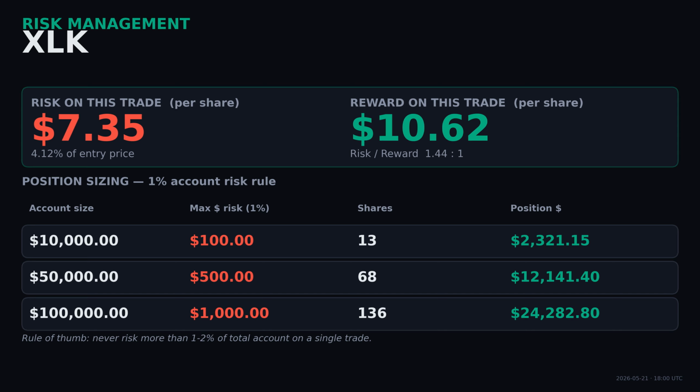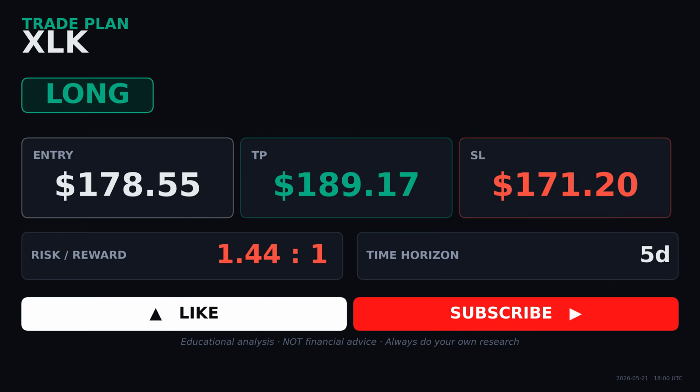Okay, so here's the actual trade plan, all in one place. Bias is long. We'd look to enter near 178.55 buys. TP, that's the take profit, sits at 189.17. SL, the stop loss, sits at $171.20. That gives us a risk to reward of 1.44 to 1, and the horizon is roughly 5D. One more time. This is educational, not financial advice. Markets are risky. Trade your own plan. Never risk what you can't afford to lose.